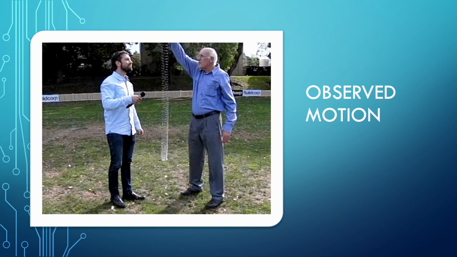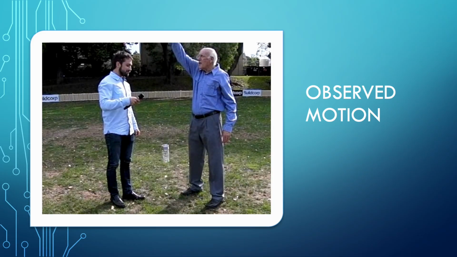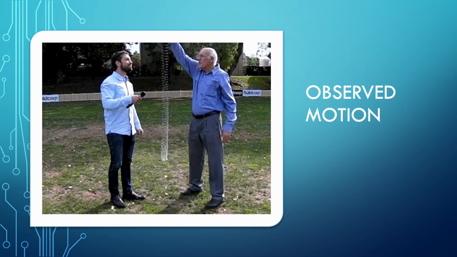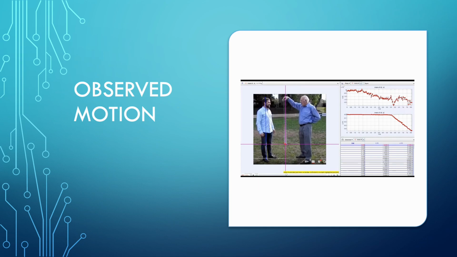So this is the observed motion. Here's the video model that I put into Tracker. So as we can see, the top of the slinky falls, but the bottom appears motionless. And this is what we're trying to understand and compare with our computational model. So this is my data from Tracker.